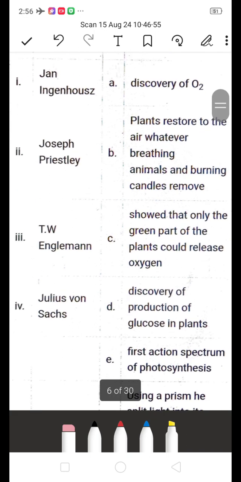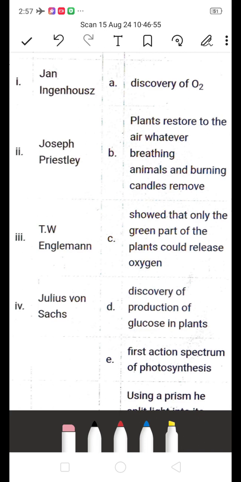Jan Ingenhousz. These are the scientist names: Joseph Priestley, T.W. Engelmann and Julius von Sachs. These are the scientists, and what they discovered. The scientist names come in column 1 and the discoveries come in column 2. So we have to see which one matches which.